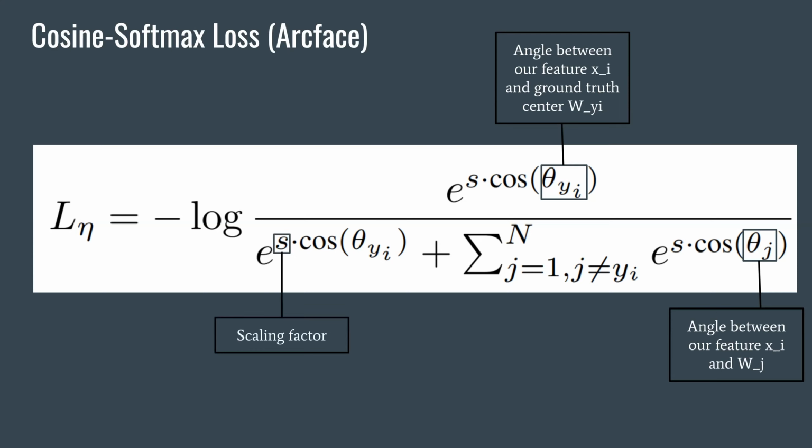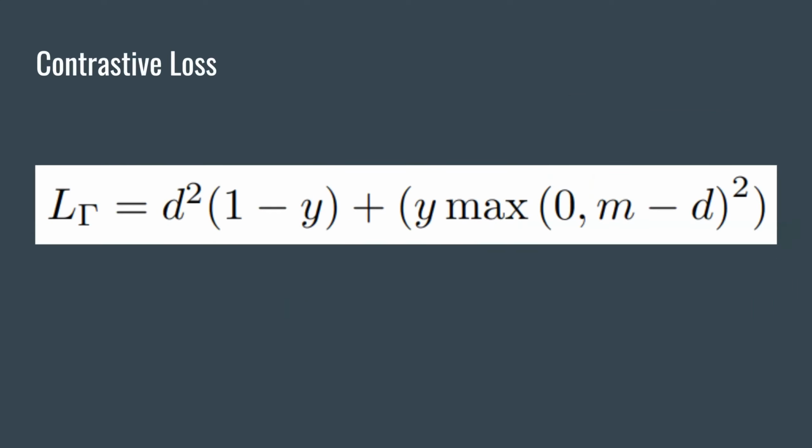And the way that it's computed is we take the exponential of the cosine of this angle times s, and we divide that by itself plus the sum of all the exponentials of the cosine of theta j times s. And then we take the negative log of all of that. And now we can move on to the next loss, which is contrastive loss.